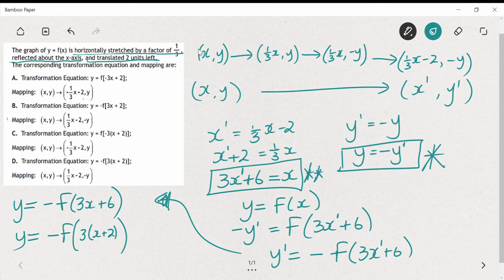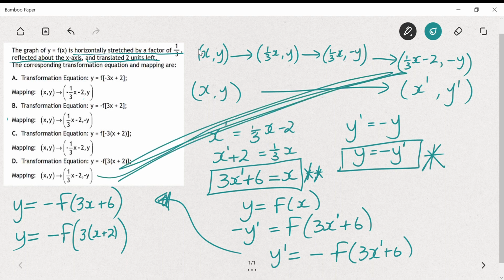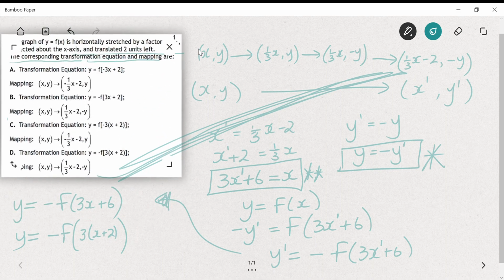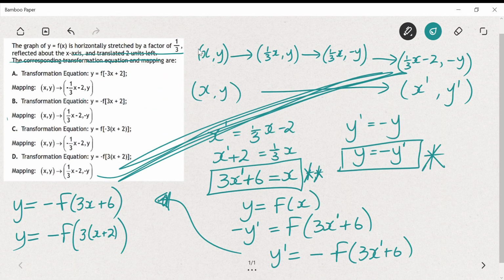D is the one that matches because it's got our 1/3 of x minus 2 and minus y, which we found up the top there. So they're matching. And it's got our minus f of 3x plus 2, which we found down the bottom. So they're matching. So D is the correct answer.